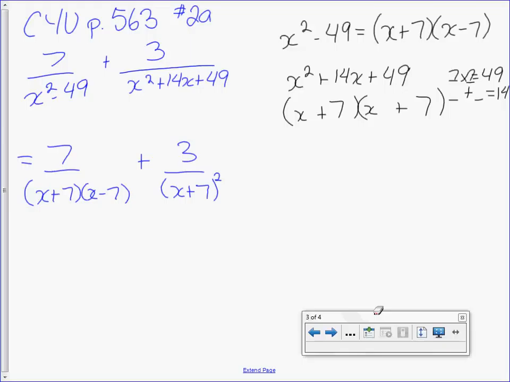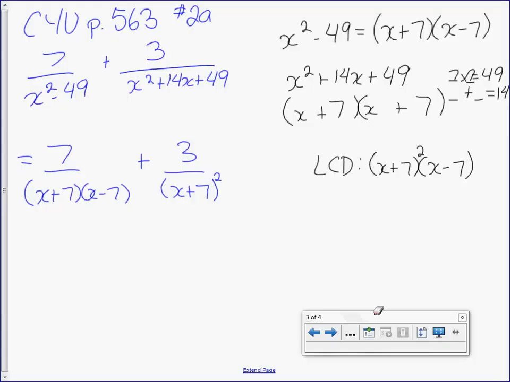Okay, so our lowest common denominator is all of our factors and then the smallest power of each factor. So I have x plus 7. I have x minus 7 from my first fraction here. And then I have, or it's not 3, what am I talking about? Then I have x plus 7 squared. So what that means is I have x plus 7 in both terms there. But the x plus 7 squared is the biggest power. So my lowest common denominator needs to be (x plus 7) squared, (x minus 7).